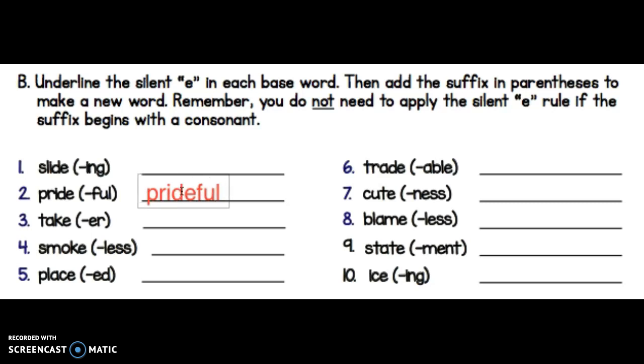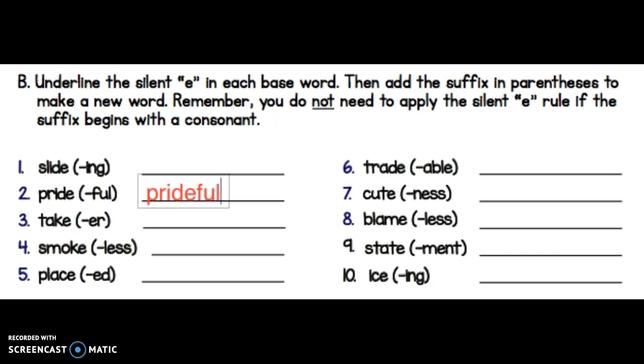Were you right? Here in the word prideful, you would leave the E because the suffix does not start with a vowel. It starts with a consonant. It might be helpful to remember you don't want a vowel next to a vowel, but you can have a vowel next to a consonant when you add the suffix.